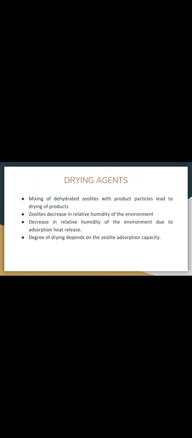As a drying agent, the dehydrated zeolites will be mixed with the product particles, leading to the drying of the product. Zeolite decreases the relative humidity of the environment and also increases the temperature. By decreasing the relative humidity, it will increase the drying process. The decrease in humidity is due to the adsorption heat released by the zeolite. The degree of drying, or the process of drying, depends on the zeolite adsorption capacity.